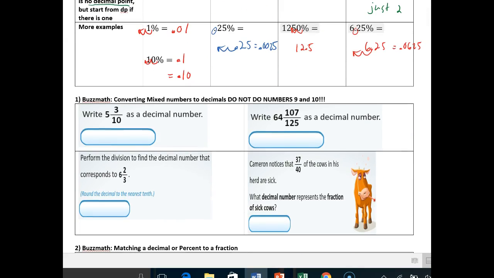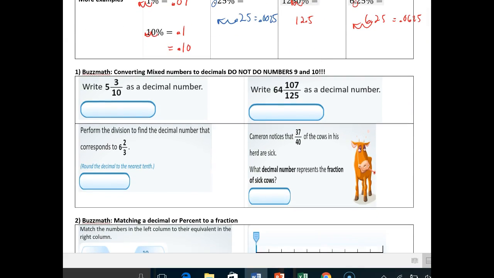Right, you have 2 buzz math levels today. This mixed number one, you do not have to do 9 and 10. Again, you do not have to do 9 and 10, so number 8 can be the last one.